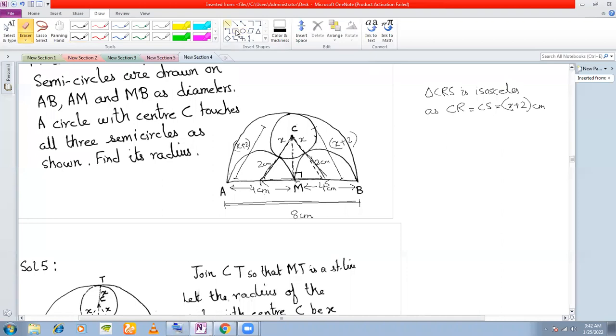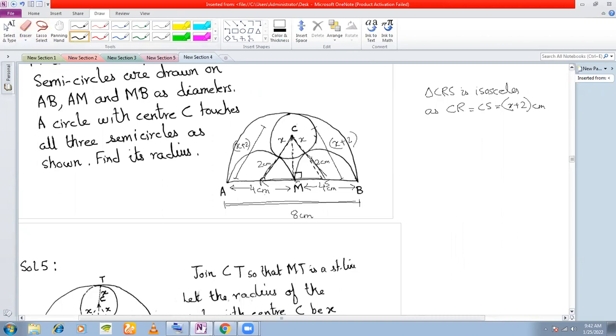Because in an isosceles triangle, if these two sides are equal, and from this vertex I draw a straight line which joins the midpoint of the opposite side, then what can I say? This angle must be 90 degrees, right? So therefore, we say that CM must be perpendicular to AB, right?